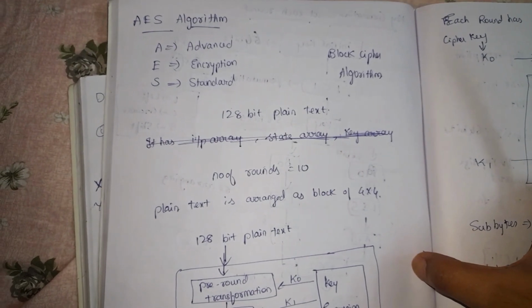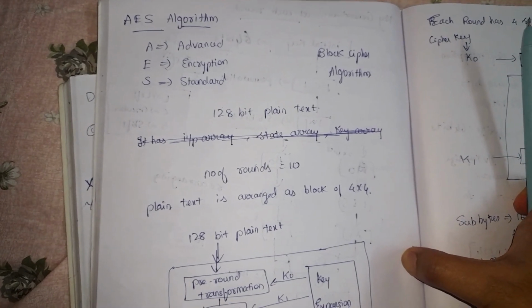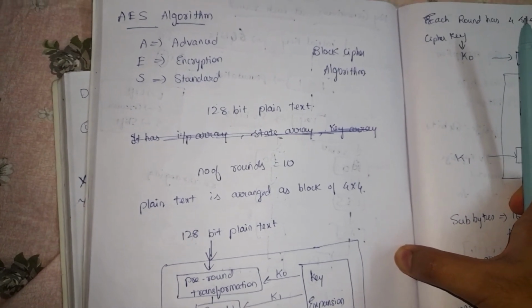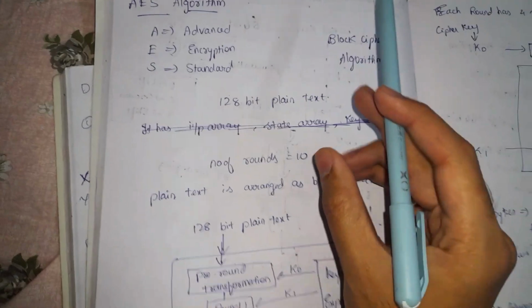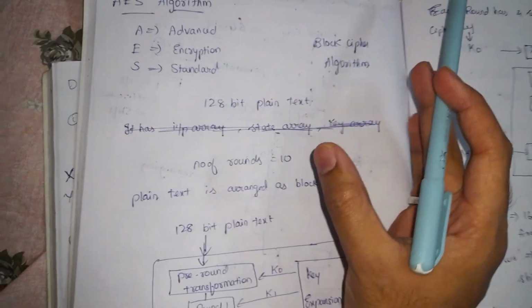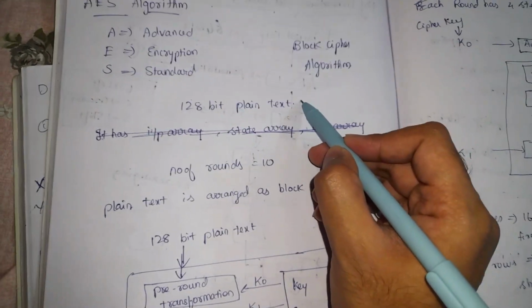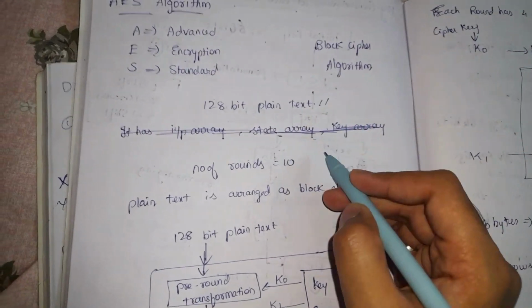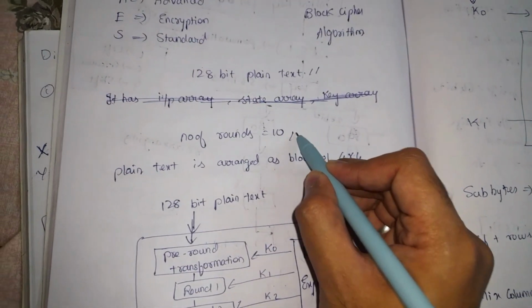So in this video we will discuss the AES algorithm, another block cipher cryptographic algorithm. So let's jump right into it. AES stands for Advanced Encryption Standard. It is basically a block cipher encryption algorithm. In this we have 128 bits of plain text. Now the number of rounds, unlike DES, where we have 16, is 10.